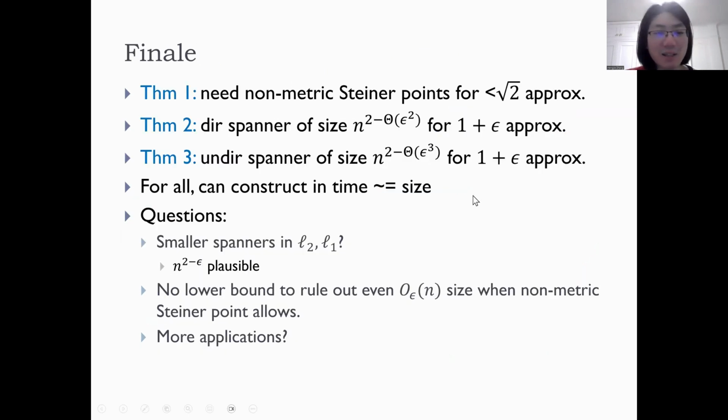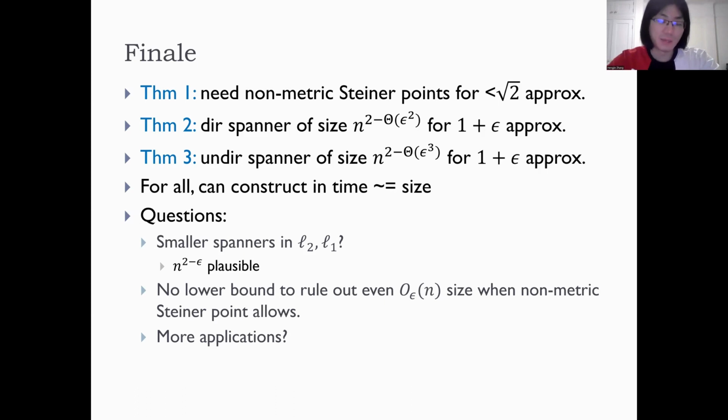To conclude, we prove that first of all, to achieve 1 plus epsilon approximation, we need a non-metric standard point. Using the non-metric standard point, we are able to construct a directed spanner with a sub-quadratic number of edges, and also an undirected spanner with slightly worse performance. Note that the construction time is also linear in the size of the spanner, which is also sub-quadratic. We have a few questions to ask.